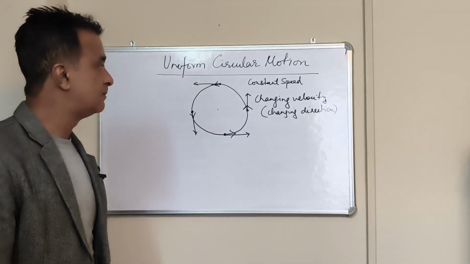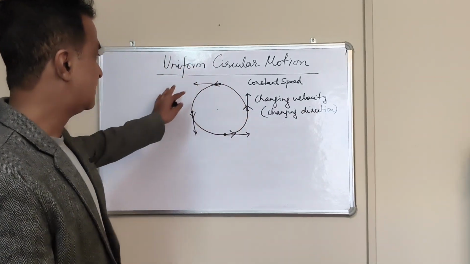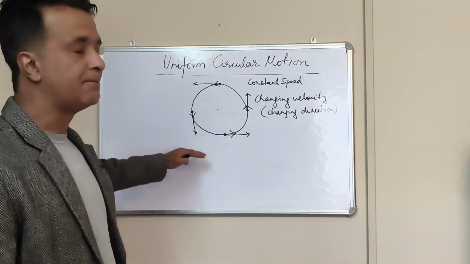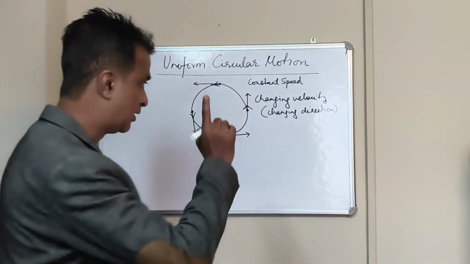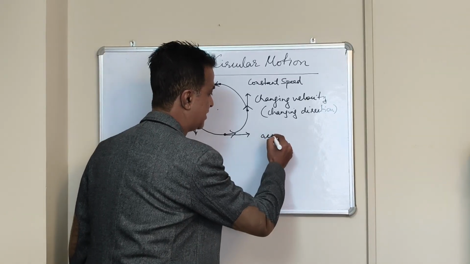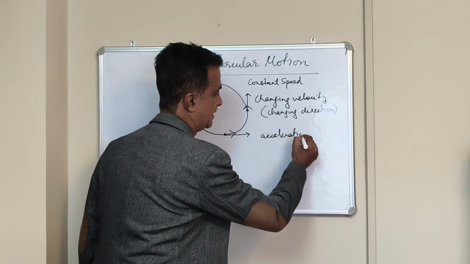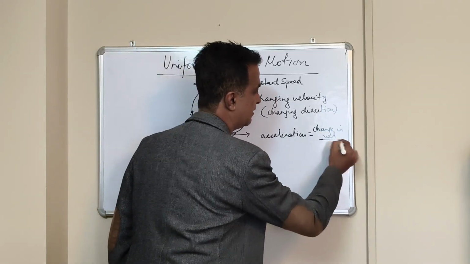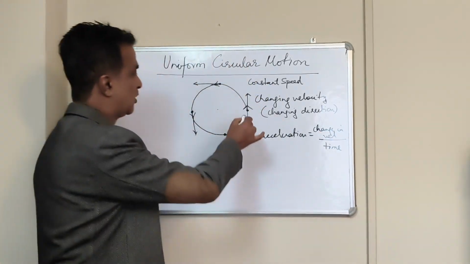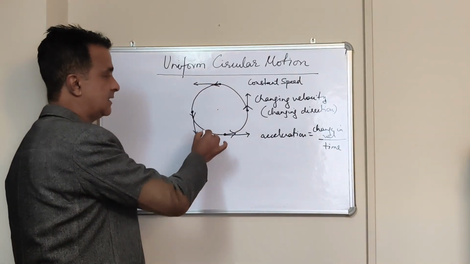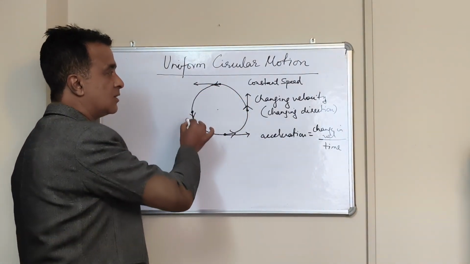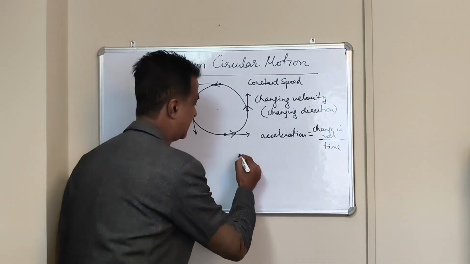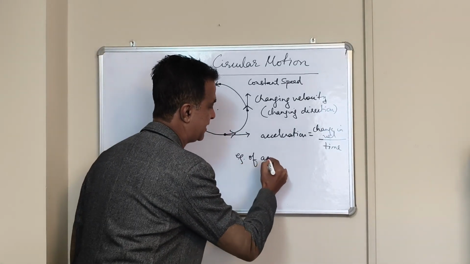Now, since the direction of the body is changing every instant, which is bringing about a change in velocity, uniform circular motion is an example of accelerated motion. Now, let's understand this also. Acceleration is defined as the rate of change in velocity. Change in velocity divided by time. Now here, because of the change in direction happening every instant, there is a change in velocity happening. So uniform circular motion is an example of accelerated motion.